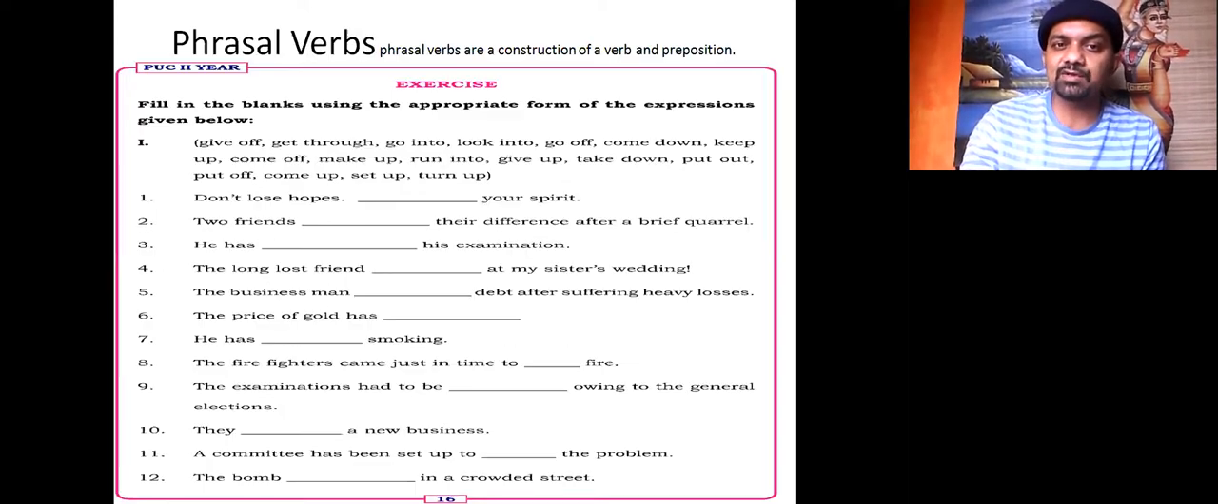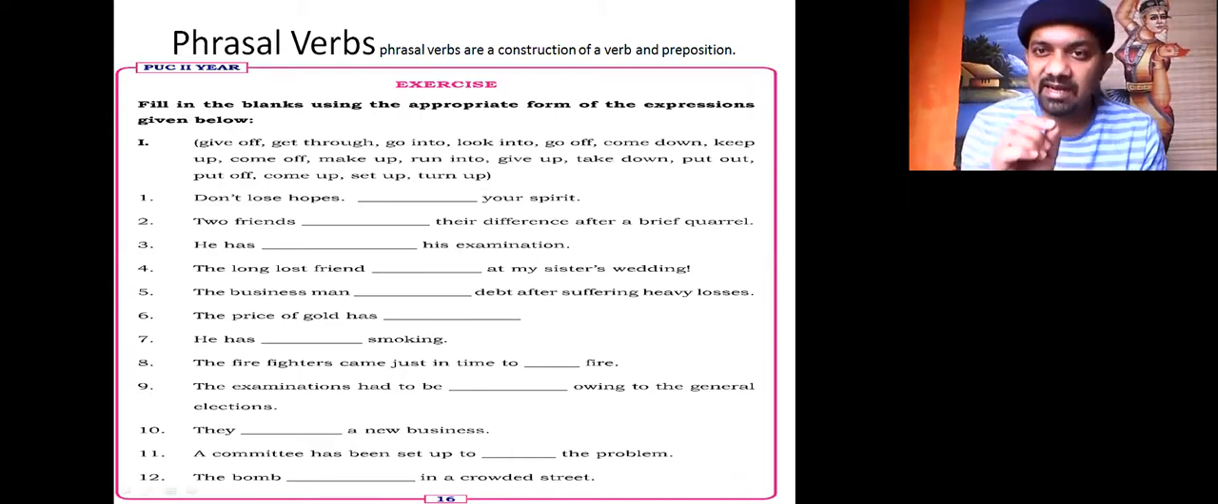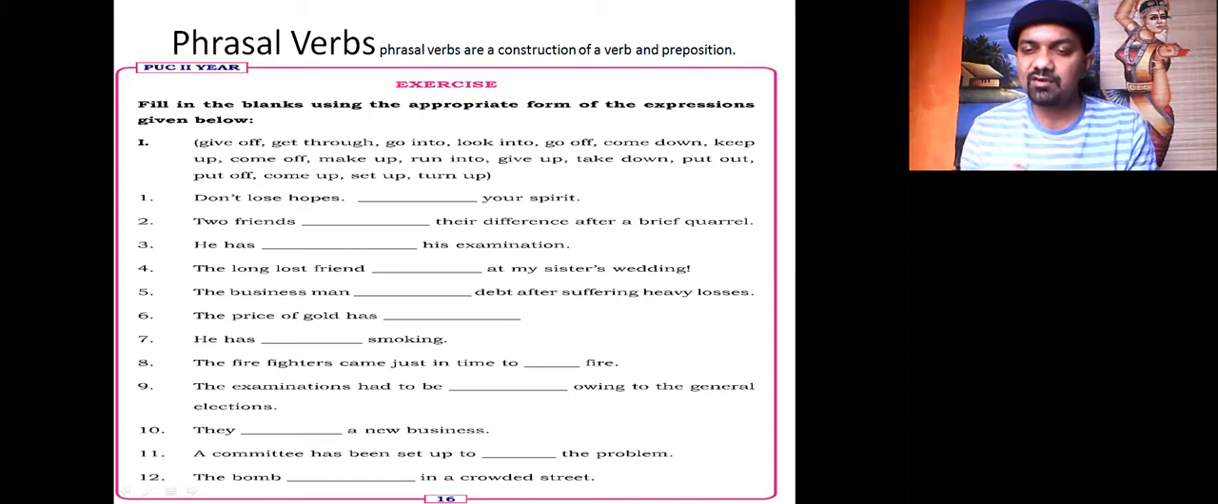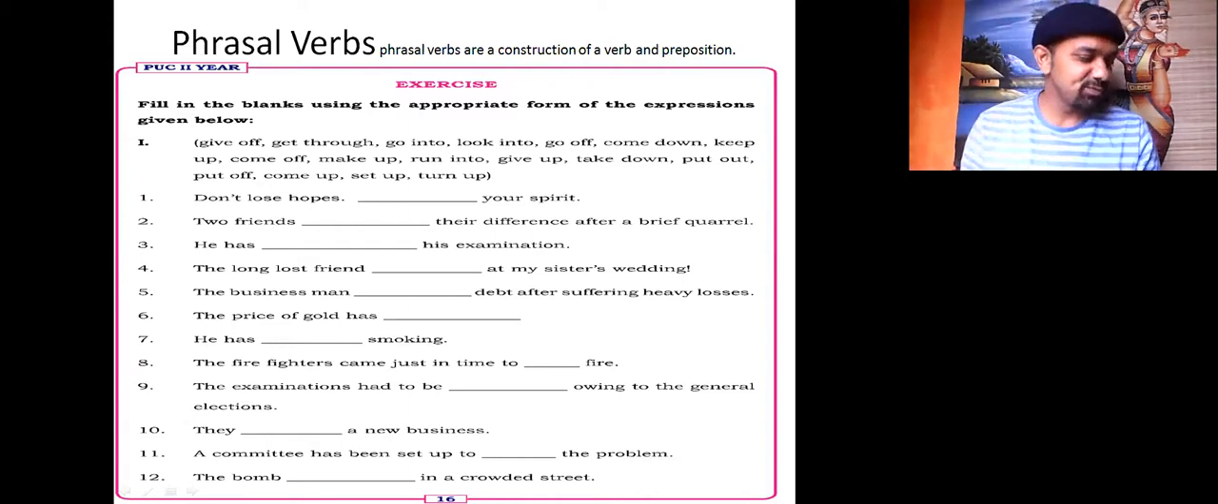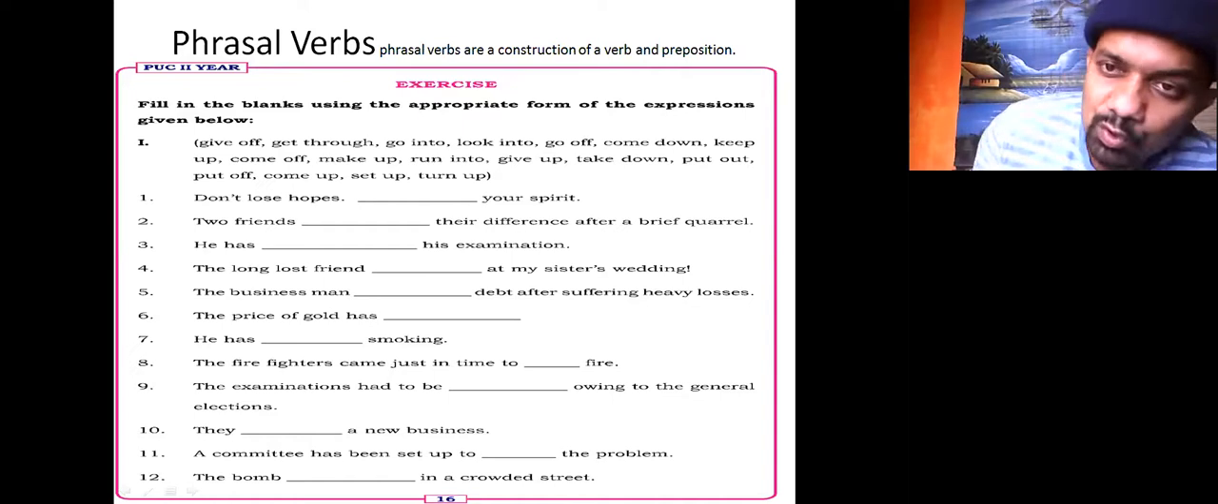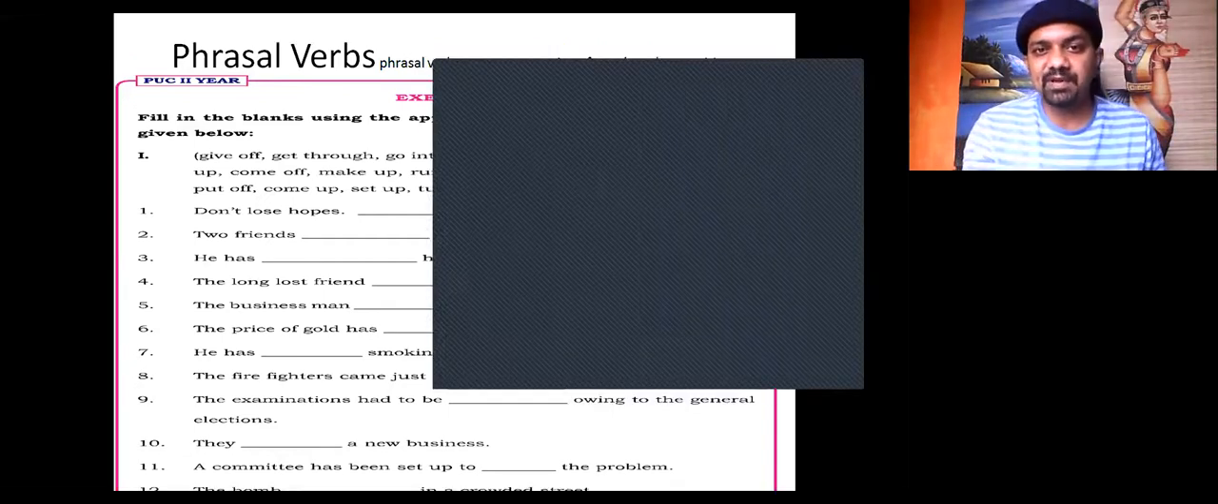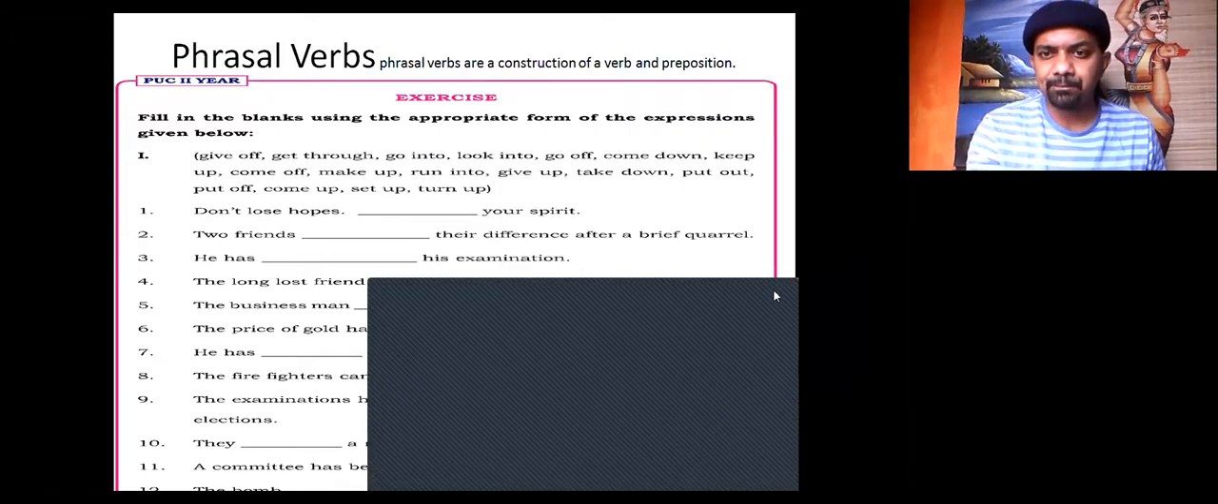So let us go back to the exercises and fill in the blanks with the correct phrasal verbs in their appropriate form. What does it mean, appropriate form? You have to change the tense if it is needed. For example, the first one, there is no need to really change the tense. Don't lose hope. Keep up your spirit. This can be done that way.